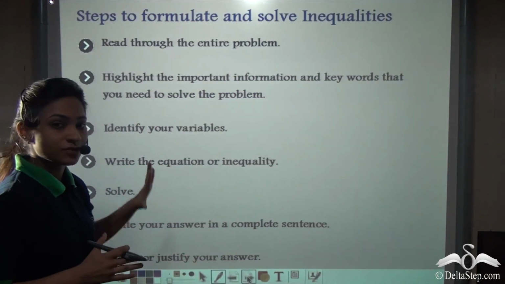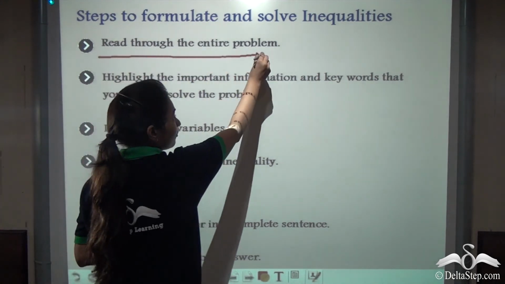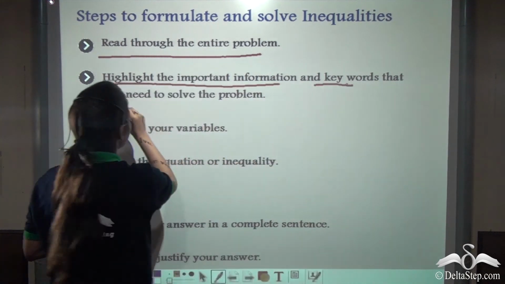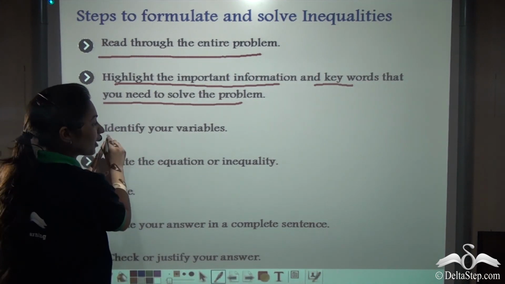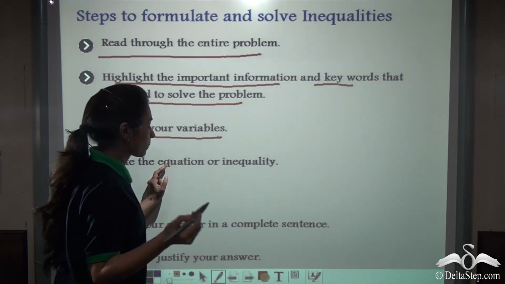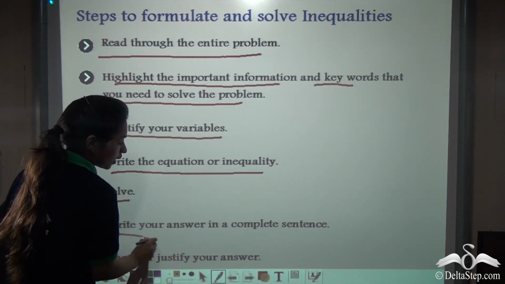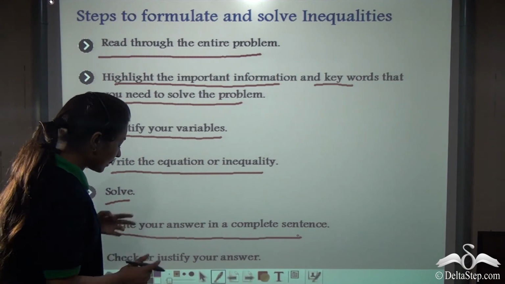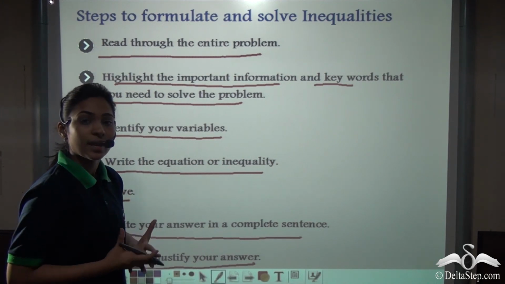So now you know how to solve such practical problems using inequalities. First of all, read through the entire problem and highlight the important information and keywords that you need to solve the problem, just like we did in our examples. Identify your variables, such as in our case, the number of weeks was taken as W. Write the equation or inequality, solve them, and write your answer in a complete sentence. Do not forget to write your answer in a complete sentence and then check or justify your answer. This is how you solve practical problems using inequalities.